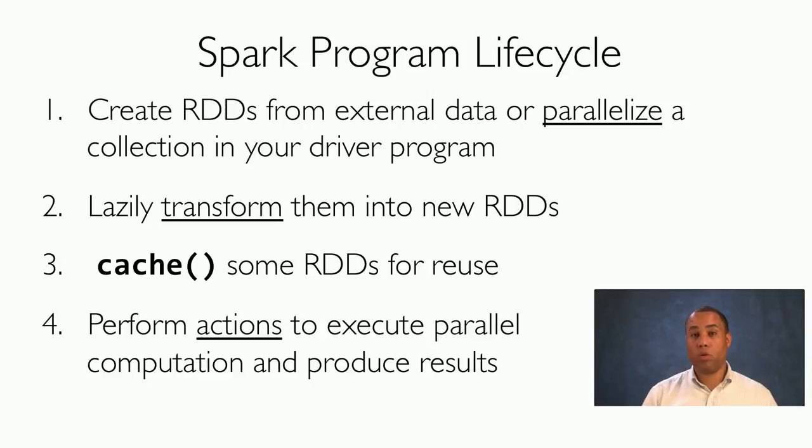The lifecycle of a Spark program is that you first create RDDs from some external data source or parallelize a collection in your driver program. You then lazily transform these RDDs into new RDDs. You cache some of those RDDs for future reuse, and you perform actions to execute parallel computation and to produce results.